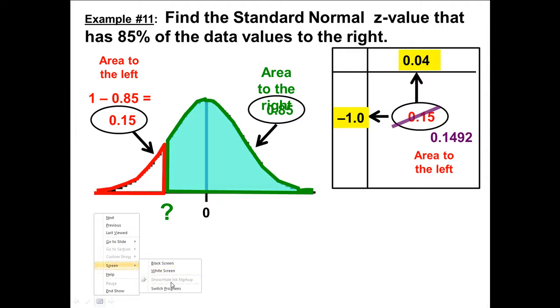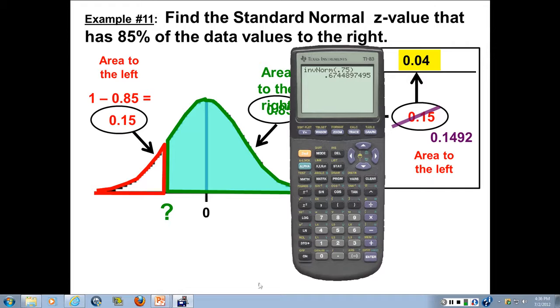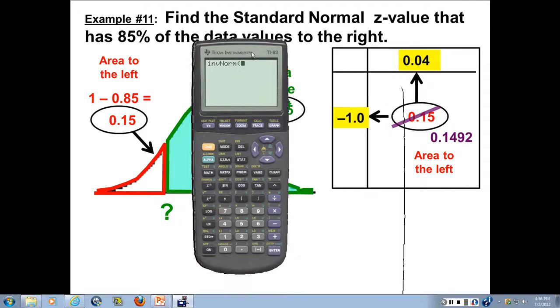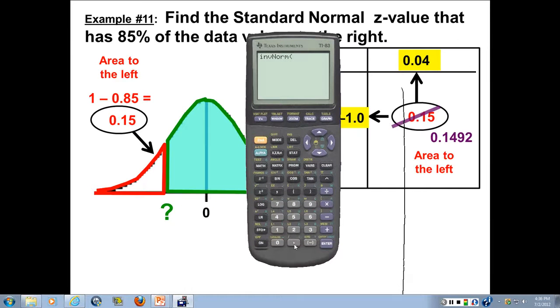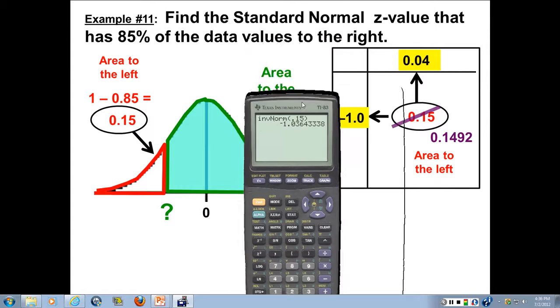Okay, so let's go ahead and look at this right here. We have second, inverse norm, 0.15, and enter. It gives you the same thing if you round it out to the hundredths. Okay, and that's how you do that one.